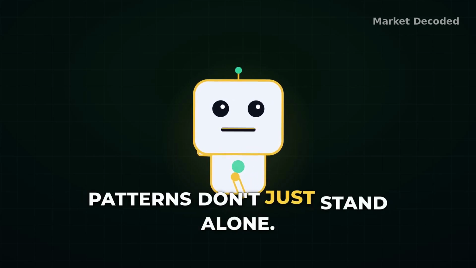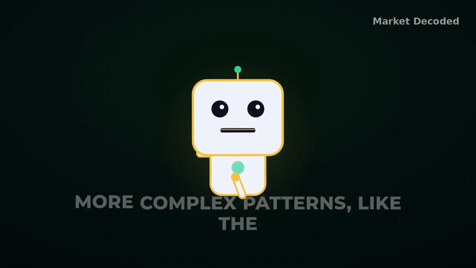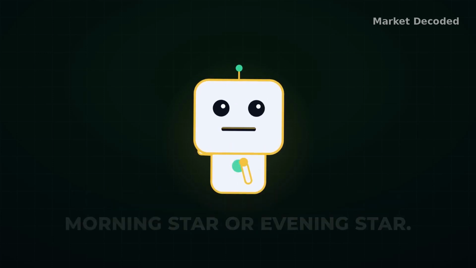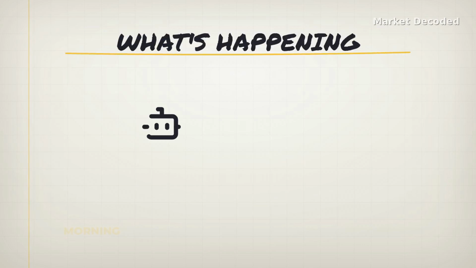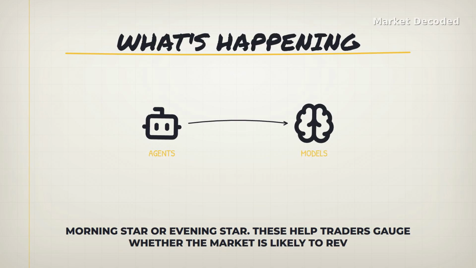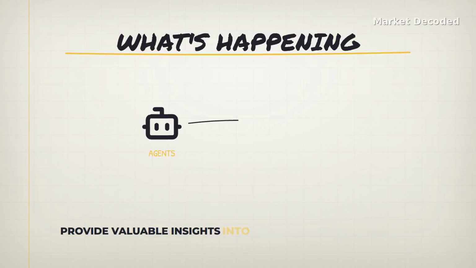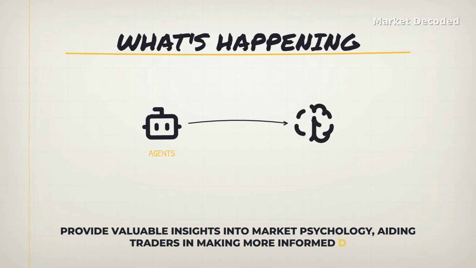And here's the surprising part. These patterns don't just stand alone. They often work in conjunction with other candlesticks to form more complex patterns, like the morning star or evening star. These help traders gauge whether the market is likely to reverse or continue its current direction. Understanding these patterns can provide valuable insights into market psychology, aiding traders in making more informed decisions.